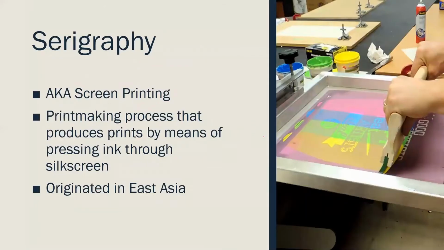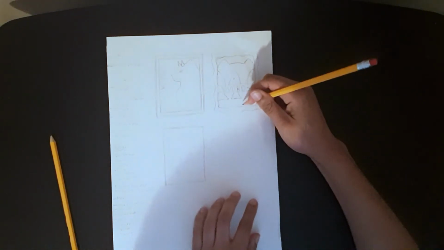All of these materials will help us print our poster via the serigraph printing method, otherwise known as screen printing. This is a very popular printing process which produces prints by pressing ink through a silkscreen. This process originated in East Asia, namely China and Japan, where it was used mostly on textiles and fabrics. I'm sure many of you have seen this process done with t-shirts, and most likely have a screen printed t-shirt yourself. Let's start out with some thumbnail sketches.